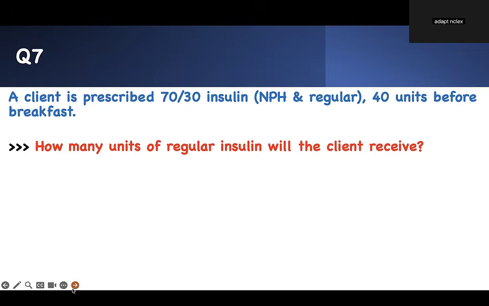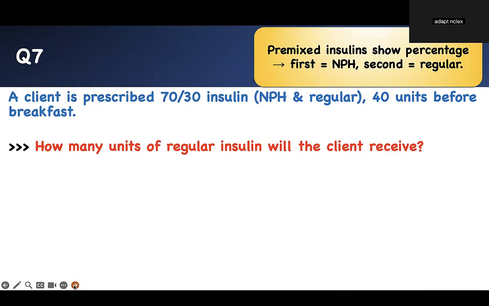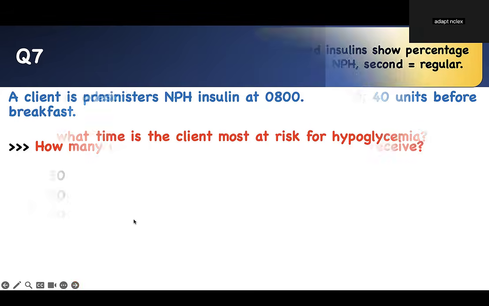Straightforward. And this is the concept. Pre-mixed insulin shows percentage first. So NPH, and the second is the regular insulin.